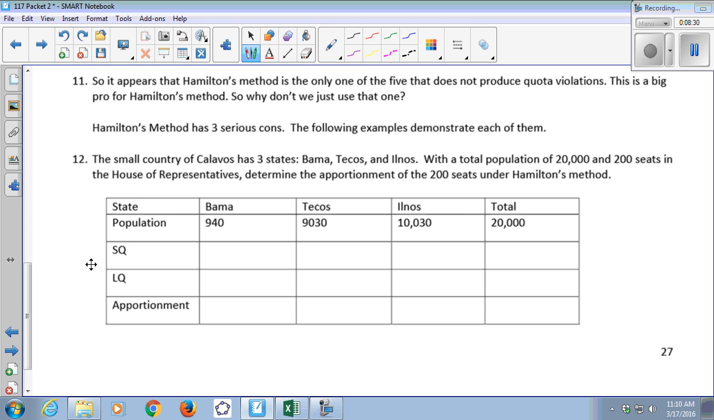So that's what Max was just asking me. What happened to Hamilton's method, right? Is a big pro for Hamilton's method that it never has quota violations. So why shouldn't we just use that one? So Hamilton's method, it turns out, has 3 really big flaws. And we're going to do 3 examples here to demonstrate each of those 3 flaws.